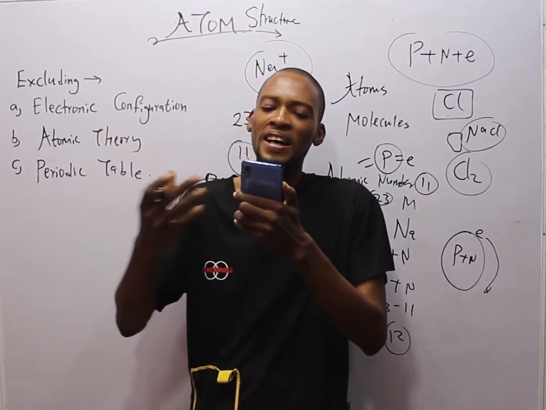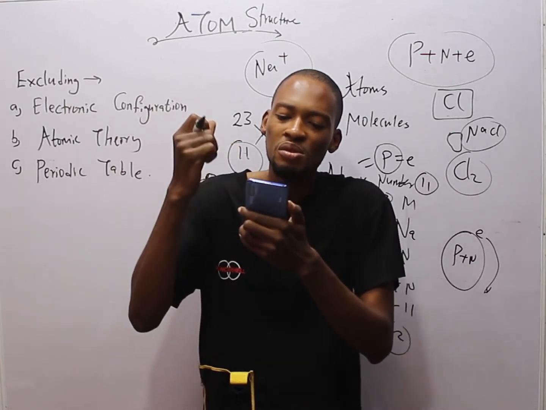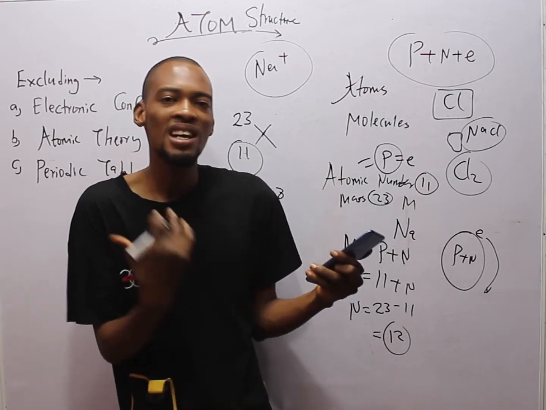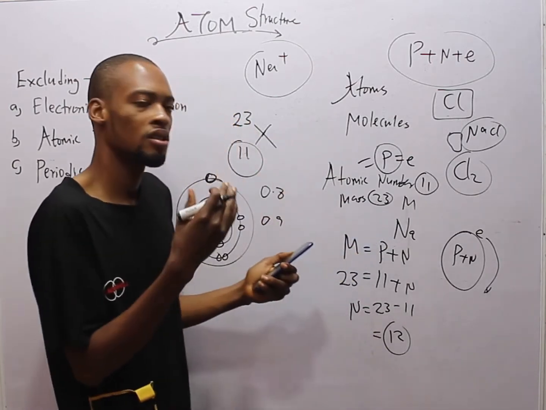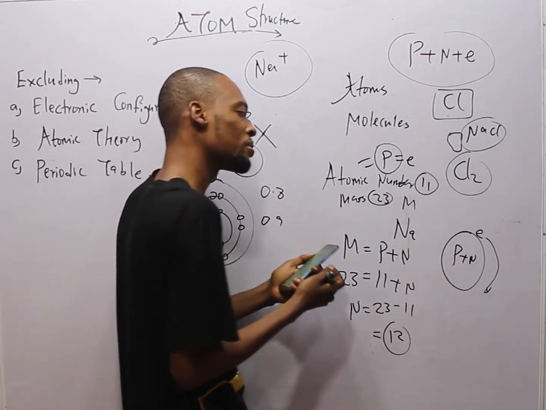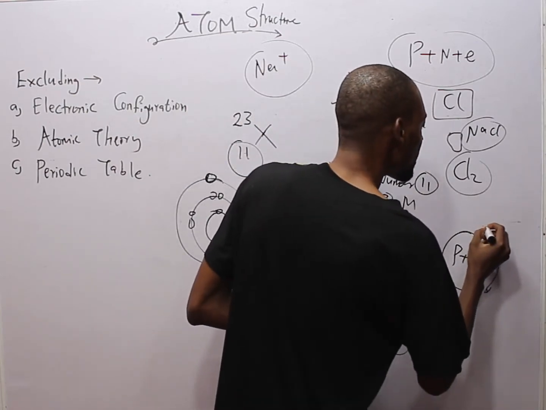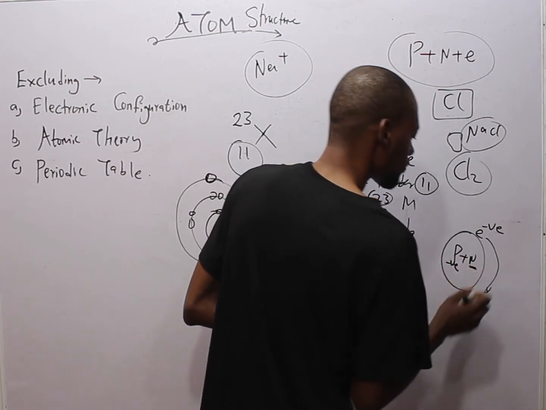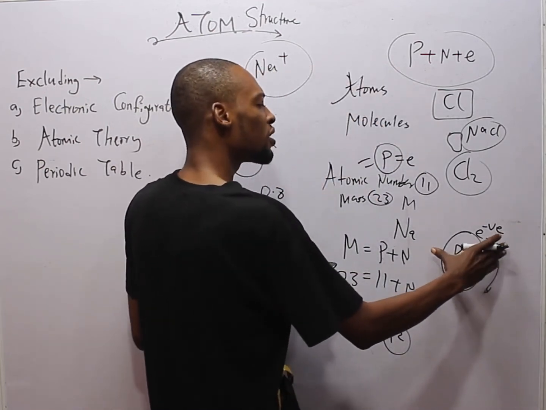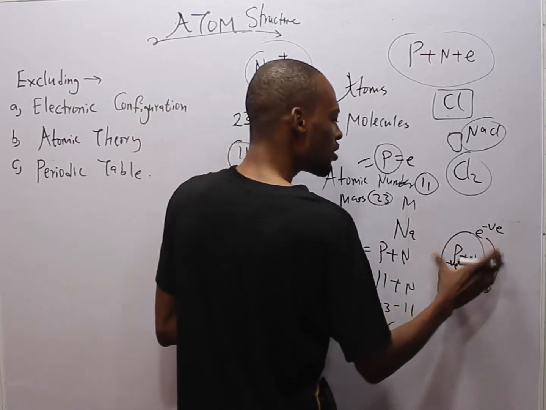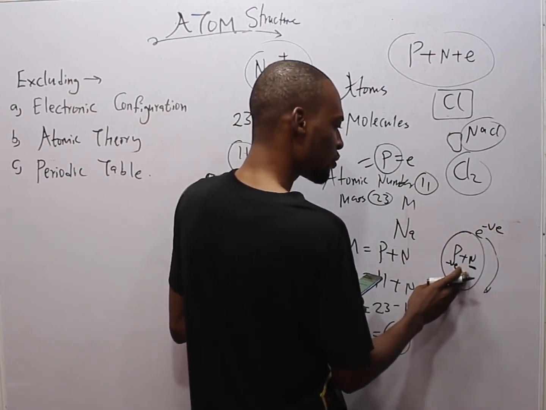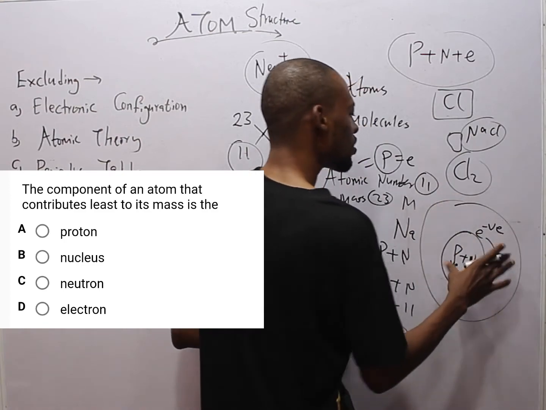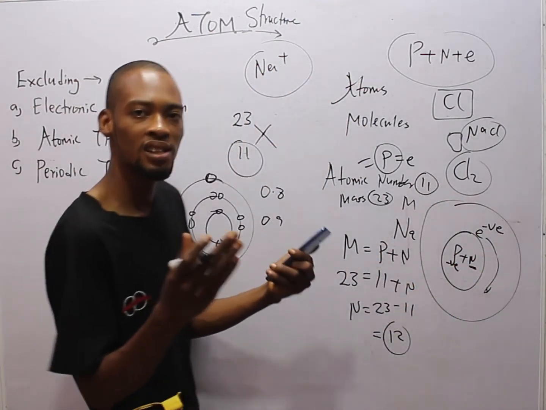The component of an atom that contributes least to its mass is the dash. Like I said in my explanation, electron contributes least. So it is simply electron, option D. And take note, electron is negatively charged, proton is positively charged, and neutron is neutral. So for a stable atom, the number of electrons is equal to the number of protons. So they are equal and opposite, so they cancel out. This is why an atom can maintain neutrality.